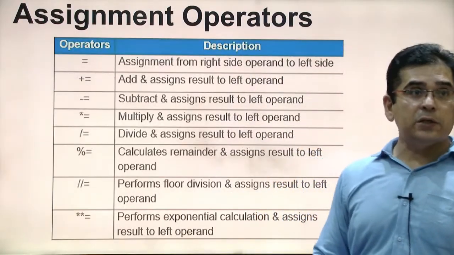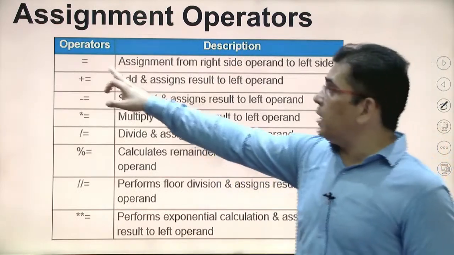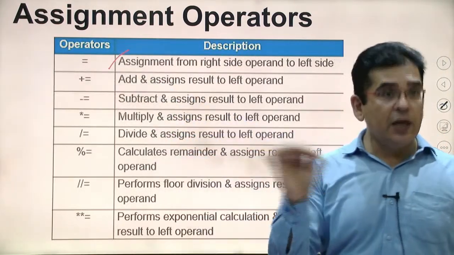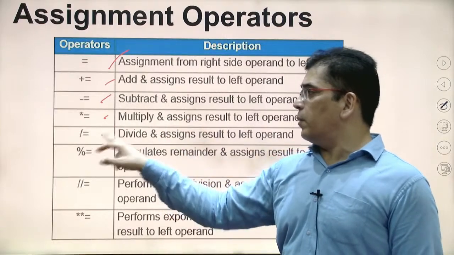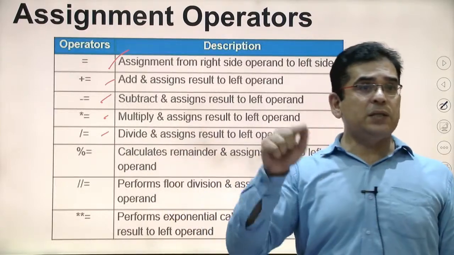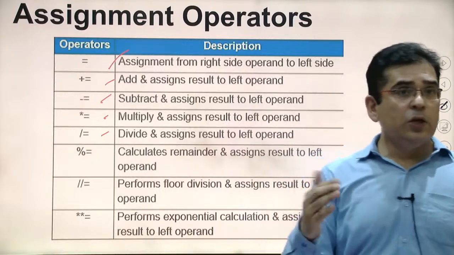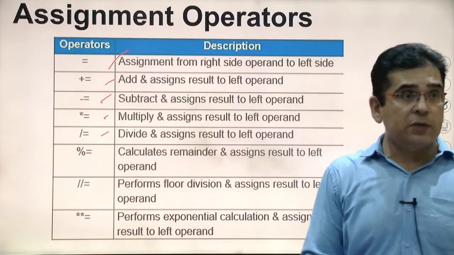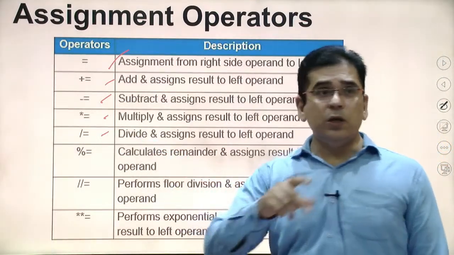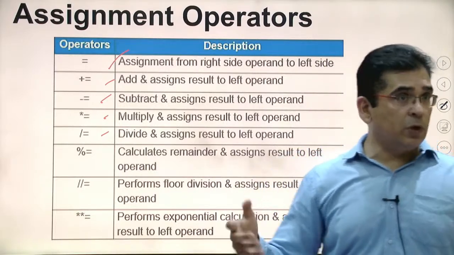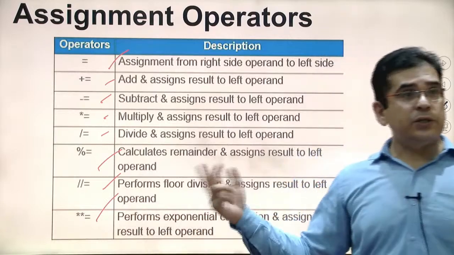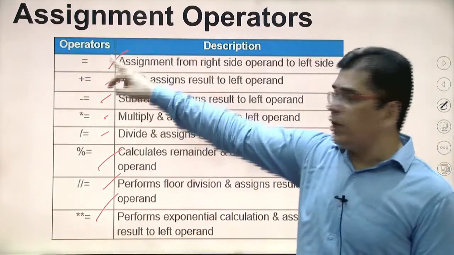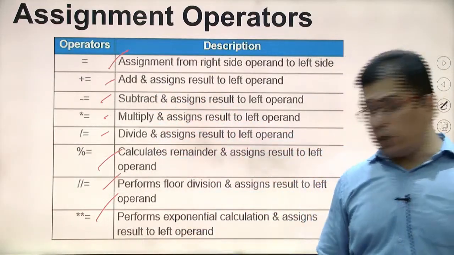Assignment operators, very common operators. Simple assignment is done by the single equal operator, then plus equal, minus equal, multiply equal, divide equal. Like 2 plus equal 3 means 2 plus 3 is equal to 5. 3 minus equal 2 means 3 minus 2 is equal to 1. Then modulus equal, truncation equal, exponential equal. Simply, I have written the word assignment in front of all these operators.